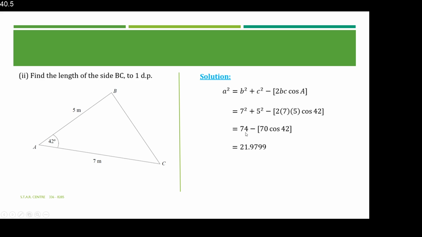And in the calculator, I'm putting in our values exactly as shown. 74 minus, open bracket, 70 cos 42, close bracket. So brackets there are important. And that gives us 21.97. And this is the value of a squared. To get a, I need to take the square root of that, which gives 4.7 centimeters.